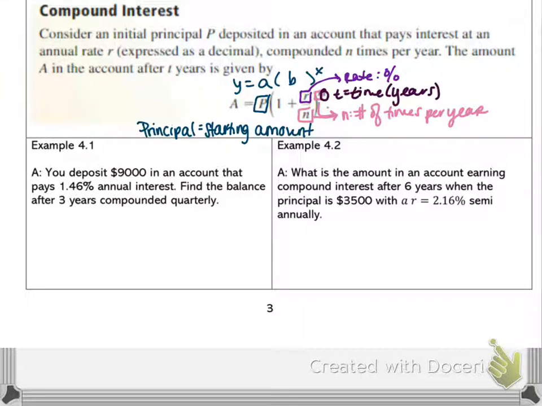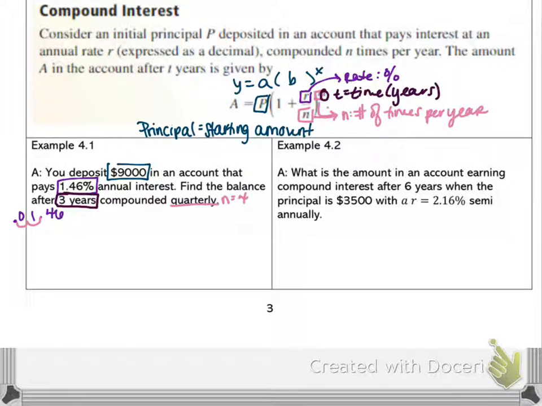It's always in years. Okay, so really this is just a plug and chug type of formula. I'm just going to plug it in. It's going to say, all right, you deposited $9,000, that is my principal, in an account that pays 1.46%. I'm going to go ahead and turn that into a decimal. I have 1.46. I need to move my decimal 1, 2. So my decimal is now here, which means I have a placeholder of 0 right there. Find the balance after 3 years. 3 years is going to be my t. And then it says compounded quarterly. Remember, quarterly means that it happens 4 times a year.